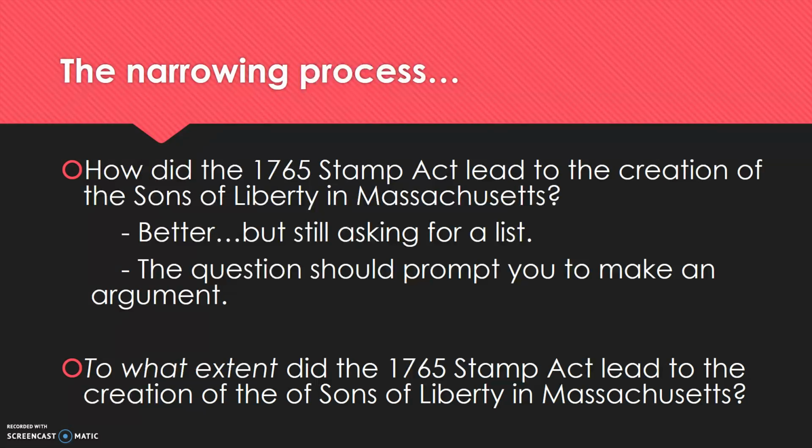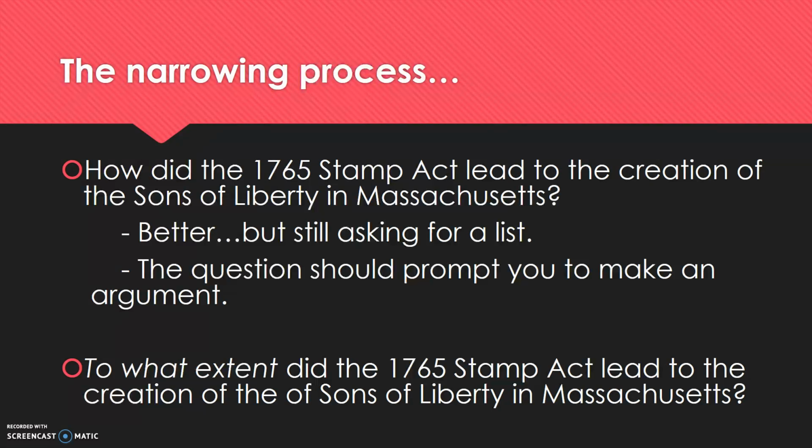So to what extent did the Stamp Act lead to the creation? Might be a certain small extent. Maybe there are other things that also led to the creation of the Sons of Liberty. And the question, to what extent, kind of entails that maybe those other things will also be considered in this research project. Okay, so that gives you an example of how you might narrow this.